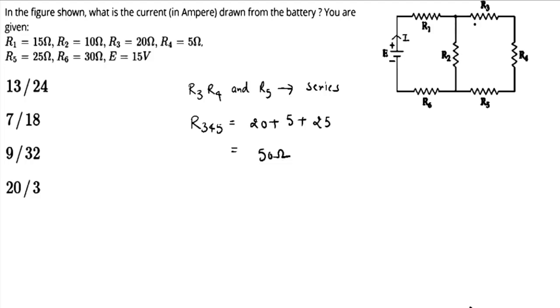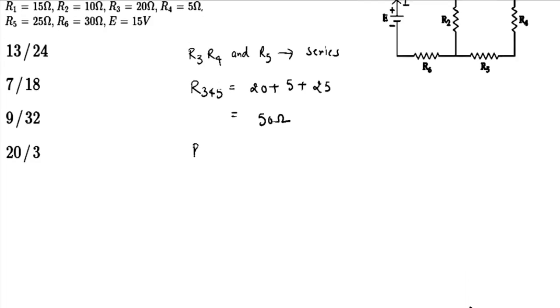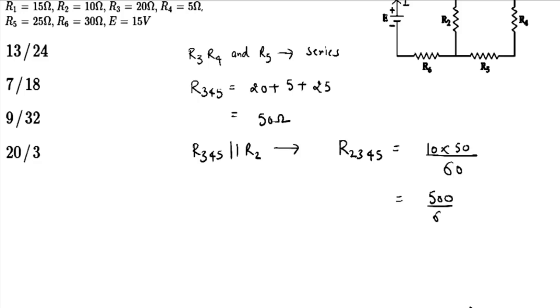Now this resistance and this resistance are in parallel. So we can say R3, 4, 5 is parallel with R2. So we get R2, 3, 4, 5. R2 is 10, so 10 into 50 divided by 10 plus 50. We used the formula R1 R2 divided by R1 plus R2. So it will become 500 divided by 60, that is equal to 25 divided by 3 ohm.